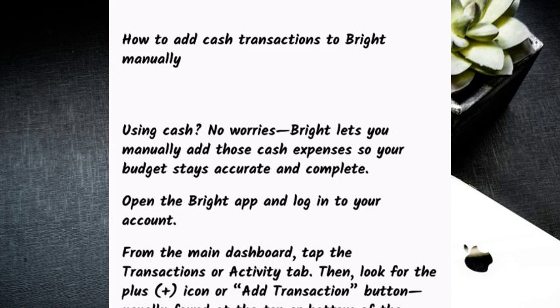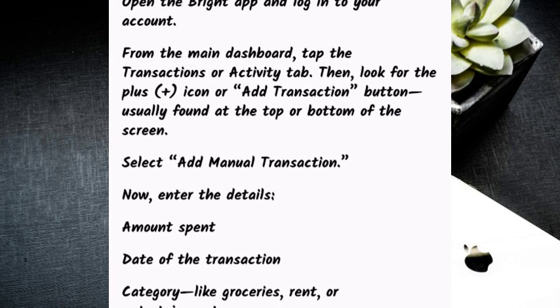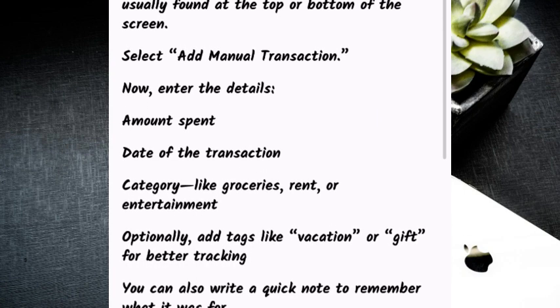First, open the Bright app and log into your account. From the main dashboard, tap the Transactions or Activity tab. Then you're going to look for the plus icon, or you can just check for the Add Transactions button. You can usually find that at the top or the bottom of the screen. Select Add Manual Transactions and now enter the details.